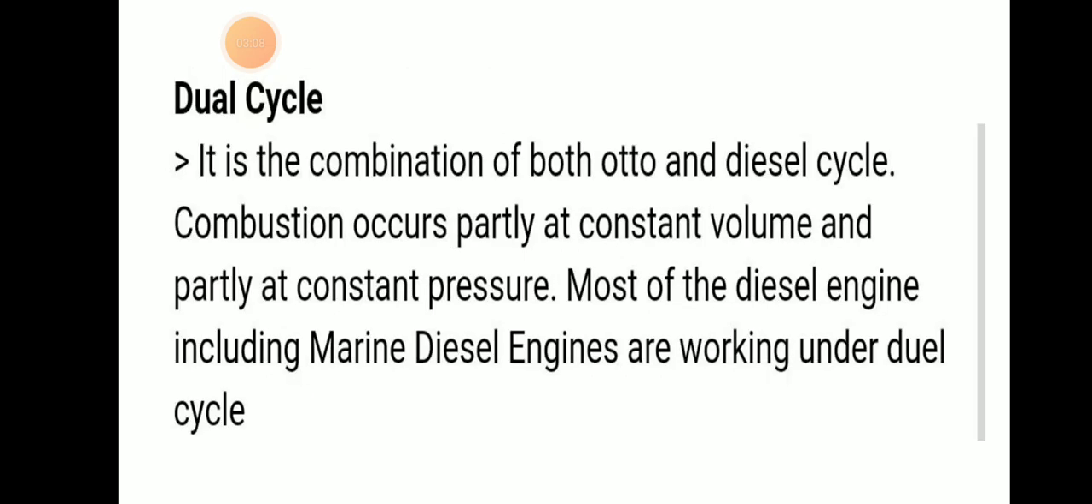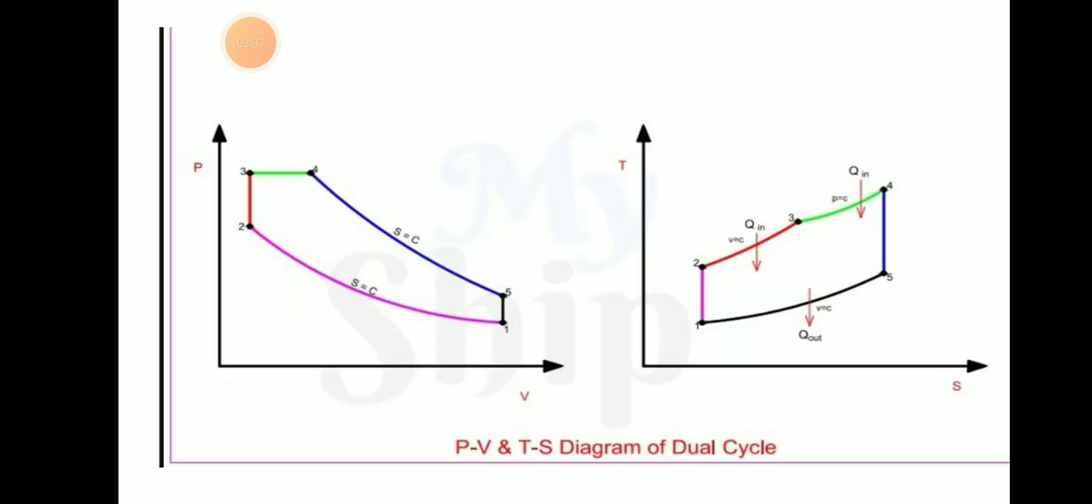So let's see the dual cycle. From the name, it is a combination of both the Otto cycle and the diesel cycle. It consists partially of a constant volume and partially of a constant pressure process. Most diesel engines, including our marine diesel engines, work under the dual cycle. Here is the PV diagram and TS diagram of a dual cycle.